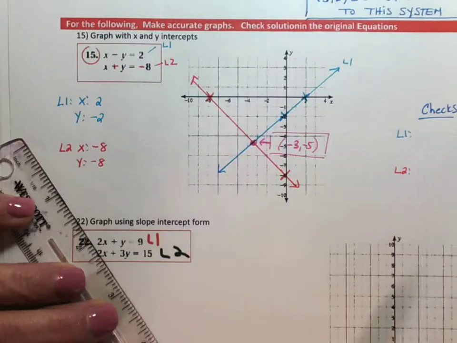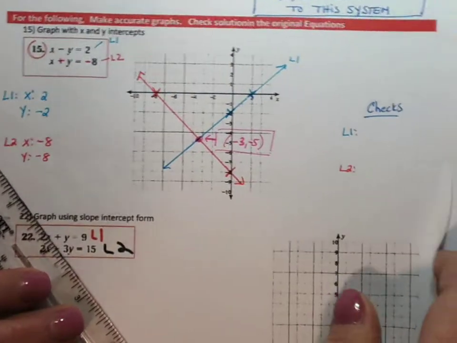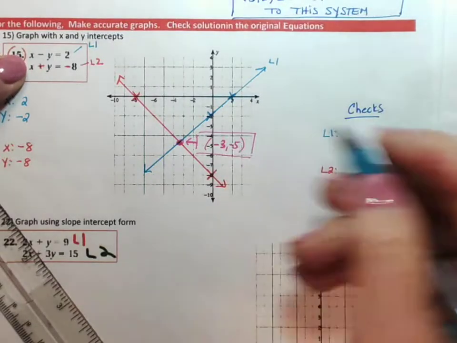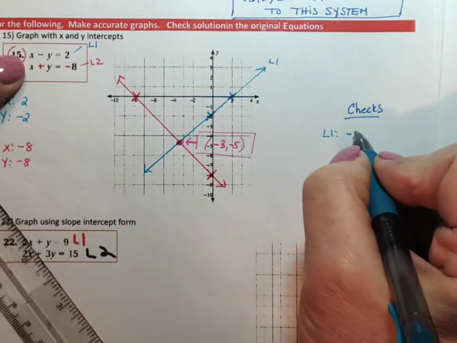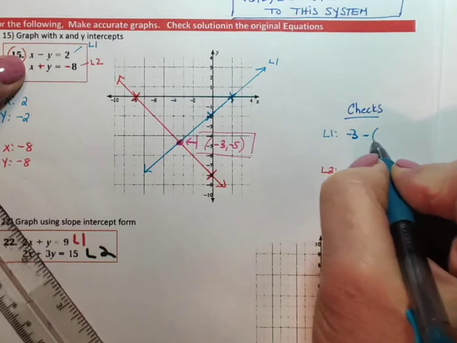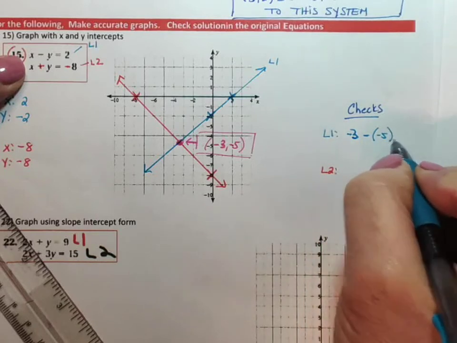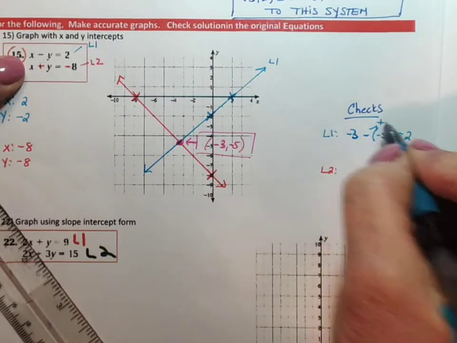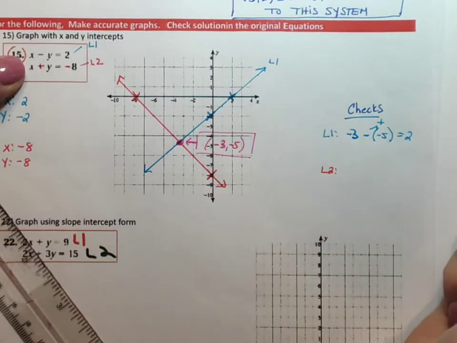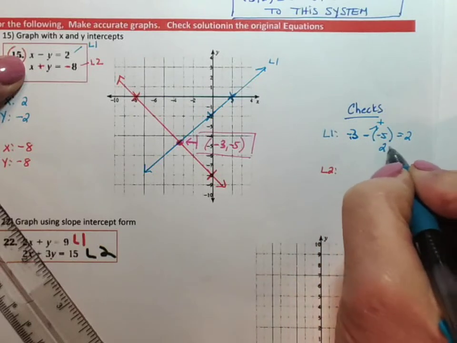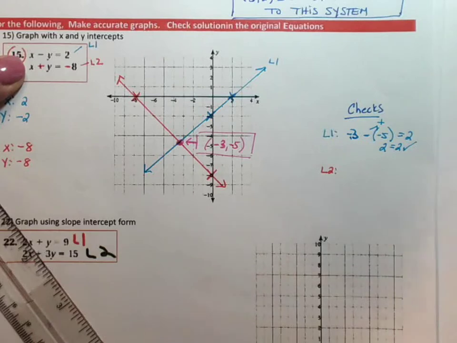But I can prove to you that that is the correct solution because I'm going to check it. I'm going to go back to my original equation for line 1. X is -3 minus y, which is -5, equals 2. So that's going to be plus. So -3 plus 5, 2 equals 2. Cha-ching, it checks.